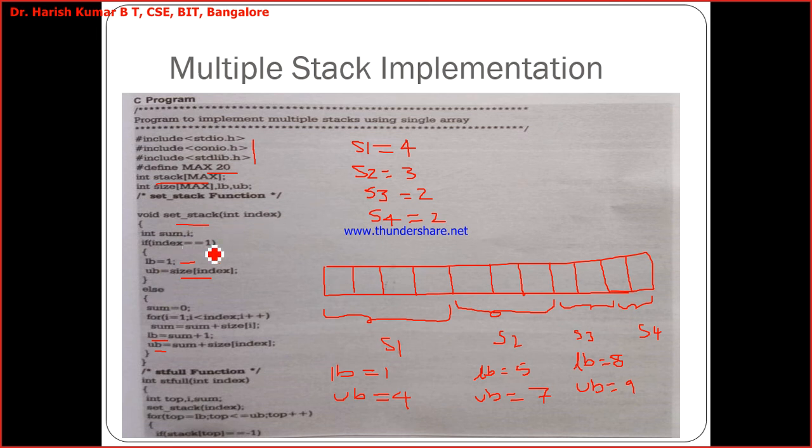Now you're checking 3 is equal to 1. False it is. Comes to the else part. Sum is initialized to 0. Now for I is equal to 1, I less than index, I plus plus. Index is 3. Okay. Sum is equal to sum plus size of I. So size of first stack. What is the size of the first stack? 4. Yes or no?